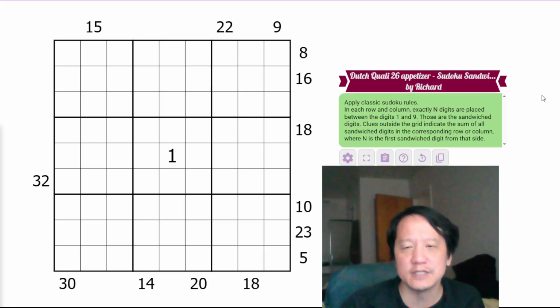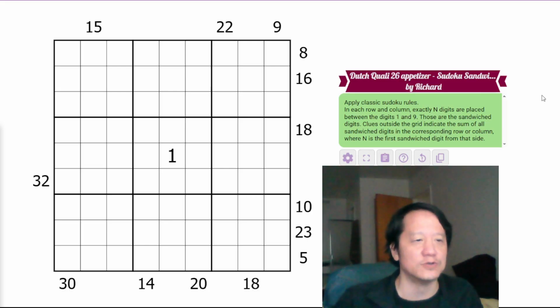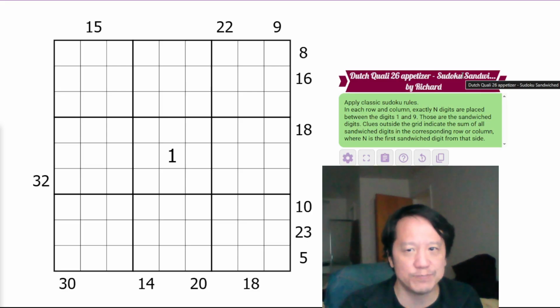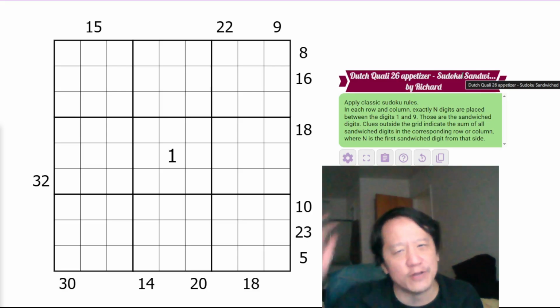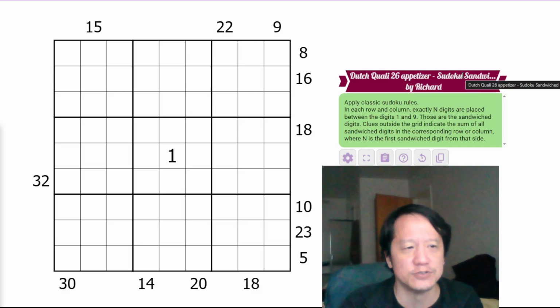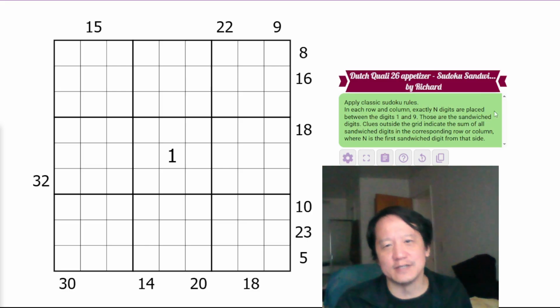But anyways, this was, I think, one of the ones that did not make the cut for the actual puzzle qualifiers. And this is a Sudoku sandwiched end sums. And this is by Richard, who I think is one of the organizers of the Dutch puzzle thing. Anyways, let's get to the rules.